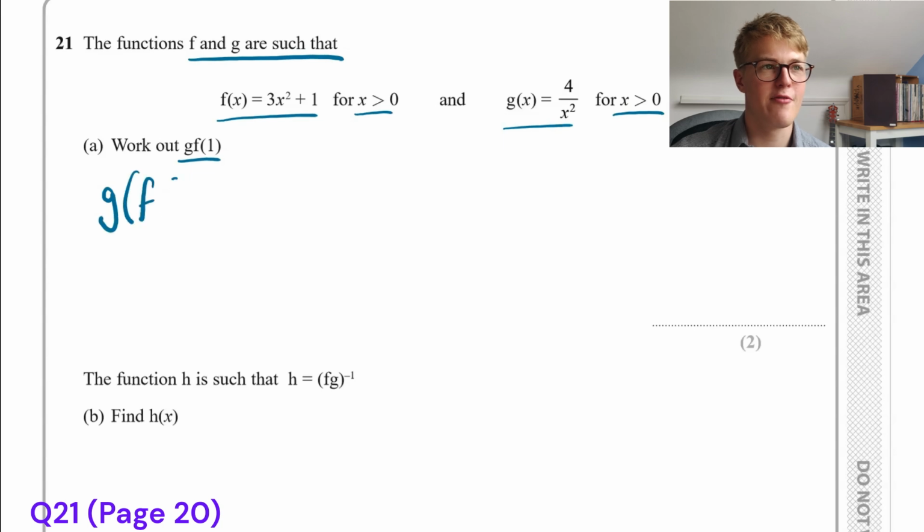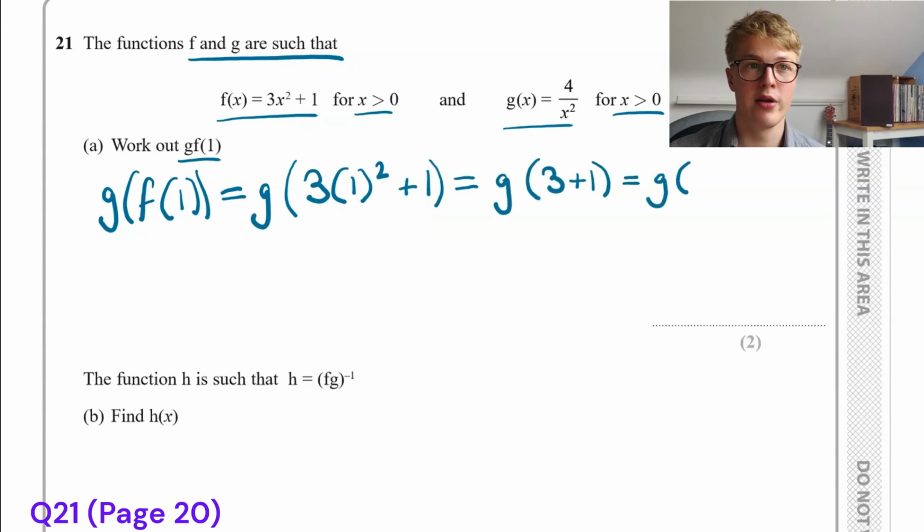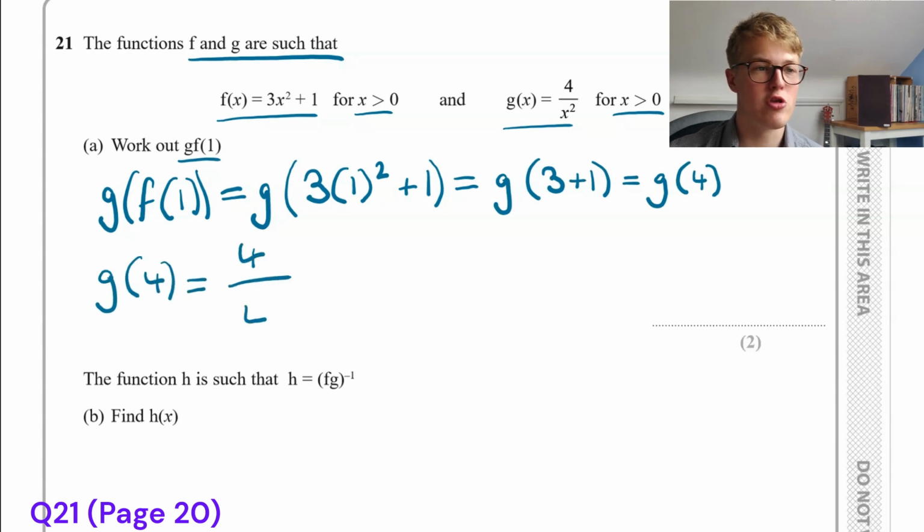So we can think of gf of 1 as a nested bracket. We have g of f of 1. This becomes g of 3 times 1 squared plus 1, which is then g of 3 plus 1, which is g of 4. g of 4 is the same as 4 over 4 squared, which is 4 over 16, which is 1/4, and then we can move on.